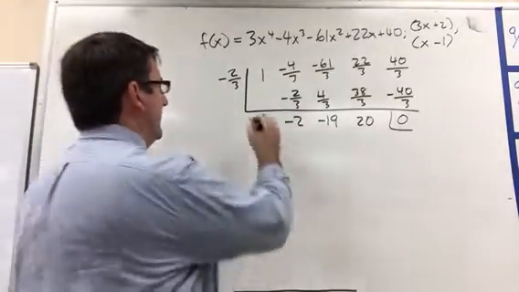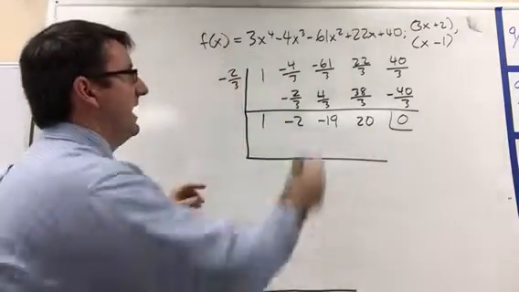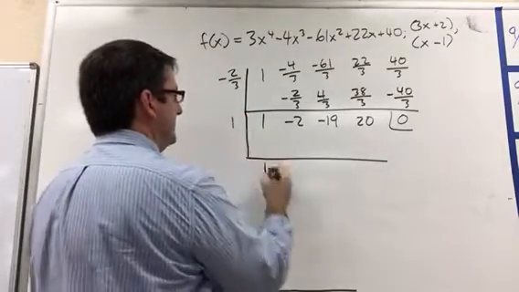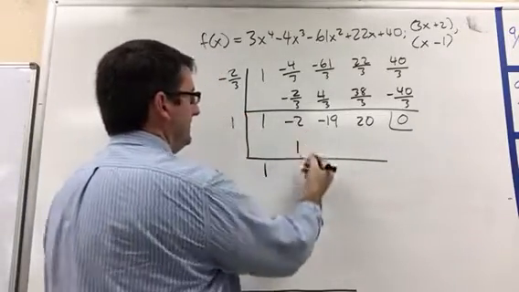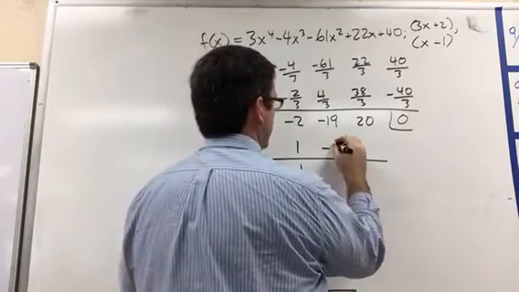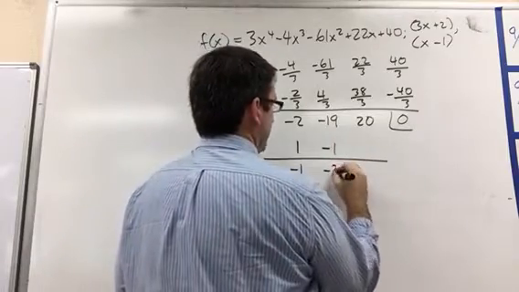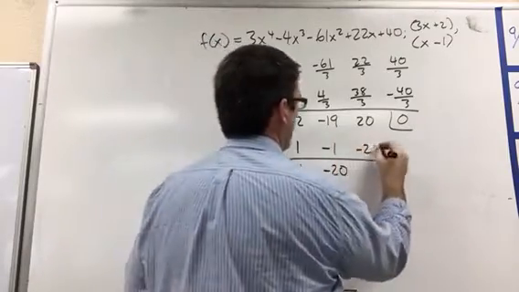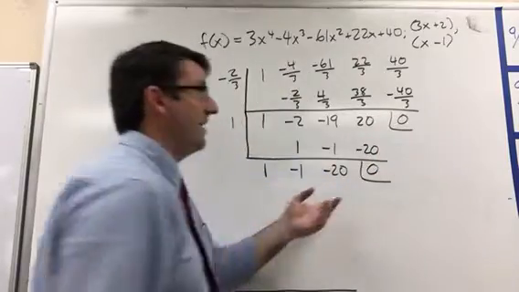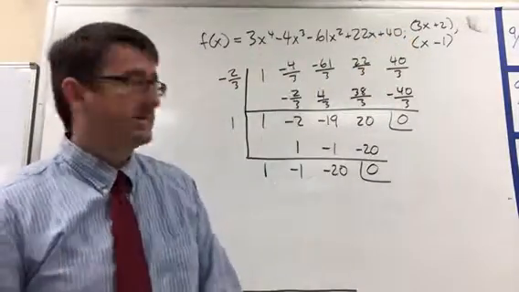So let's just continue here. We'll divide this by x minus 1. So we'll put a 1 out here, drop down the 1. 1 times 1 is 1. Negative 2 plus 1 is negative 1. 1 times negative 1 is negative 1. Negative 19 plus negative 1 is negative 20. Times 1 is negative 20. 20 plus negative 20 is 0. So that was a factor as well. So both of these are factors of f of x.